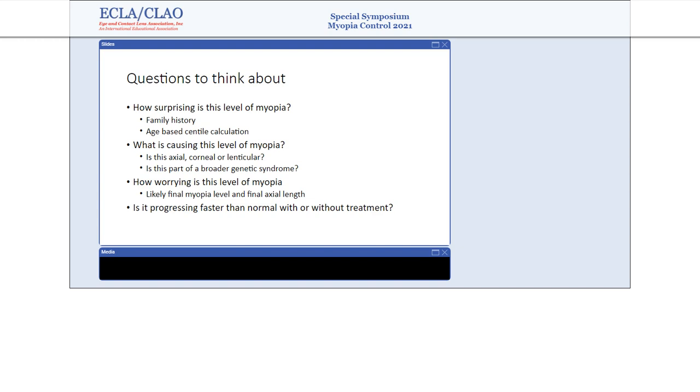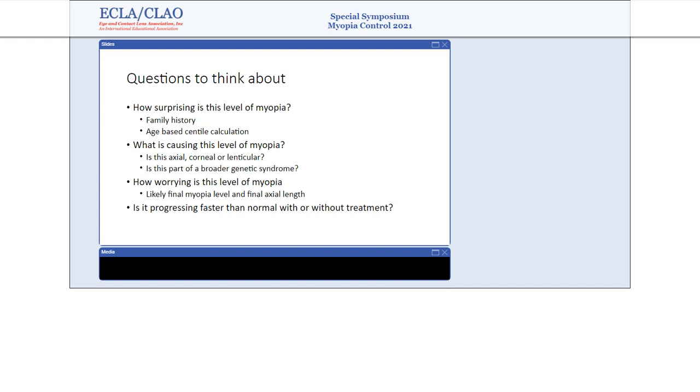I also want to know what's causing this level of myopia. Is this axial, is this corneal, or is this lenticular? And is this normal myopia, what I call vanilla myopes, an ice cream analogy, or are they something more weird and wonderful to worry about? Next is how worrying is this level of myopia? And for that, I like to have tools to extrapolate what the final level will be and the implications of that.